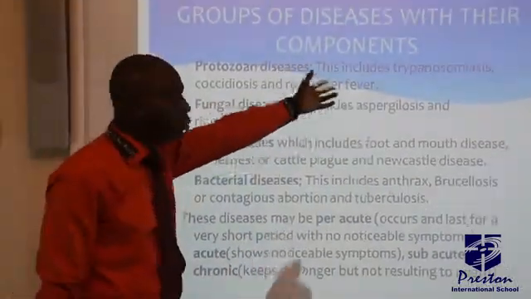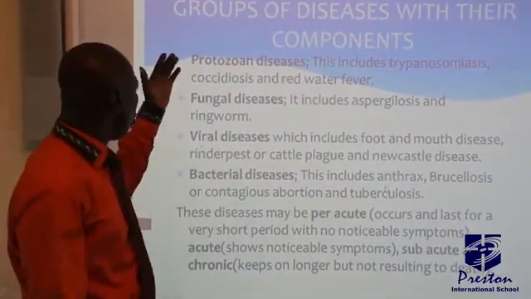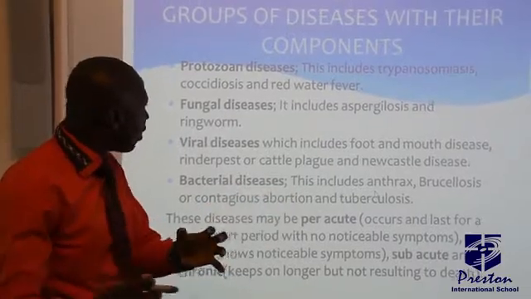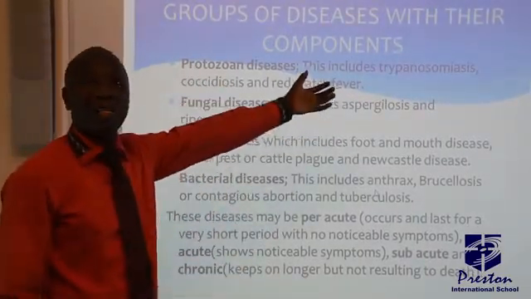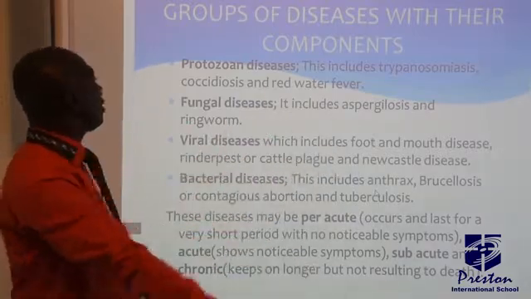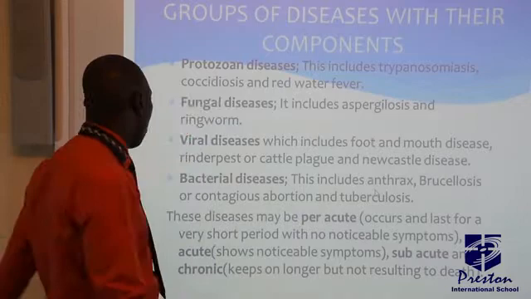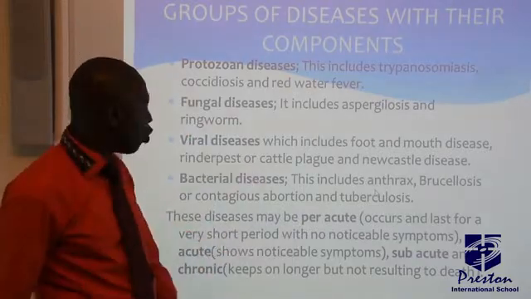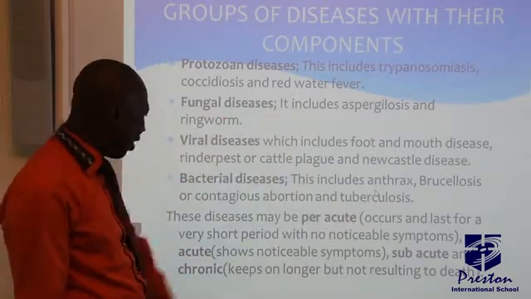Then we'll talk about groups of diseases with their components. We want to look at the group of diseases we have with the components attached to it. Number one, we have protozoan diseases. These protozoan diseases include trypanosomiasis, coccidiosis, red water. Then other bacterial diseases, we have anthrax, brucellosis, contagious abortion, and tuberculosis.